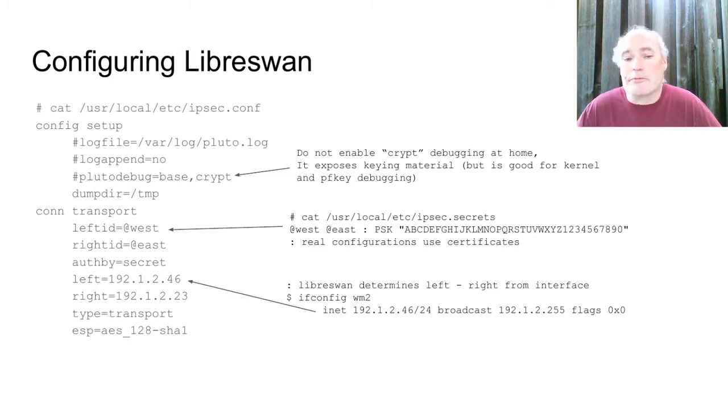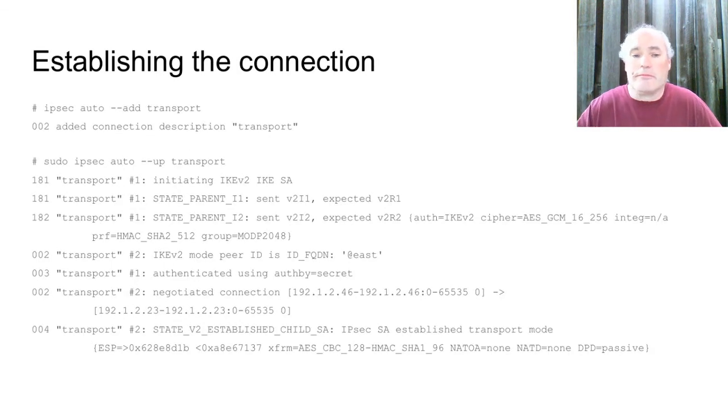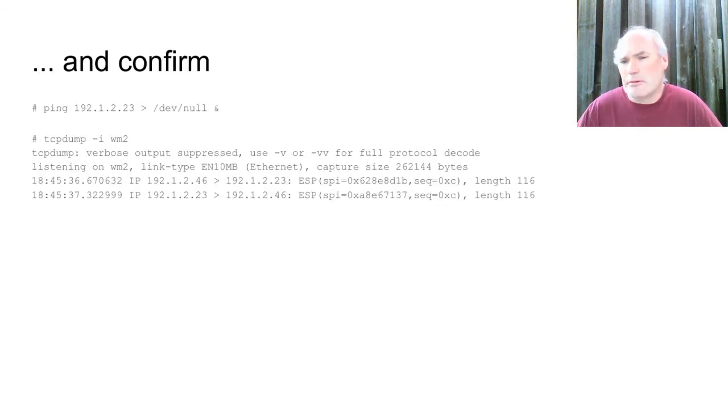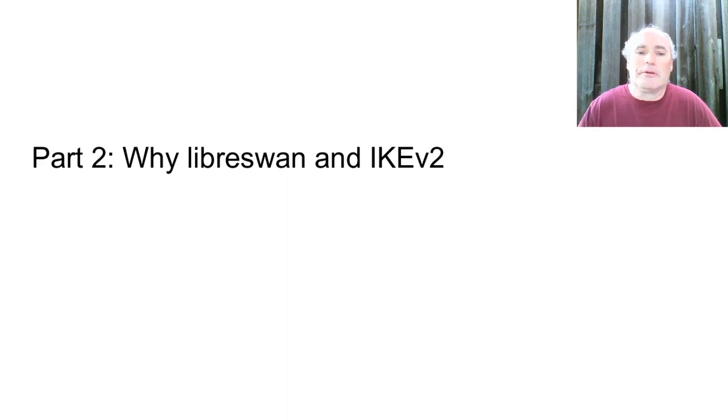to use AES and SHA-1 for the ESP connection. For IKE, it will just use defaults. They're pretty sane defaults, very conservative. We'll see them later. So once the connection is established, always a good idea to check it's doing stuff. And yep, sure enough, tcpdump shows that ESP traffic is flowing between these two endpoints. Life is good. So part 2, why Libreswan, why IKE v2?